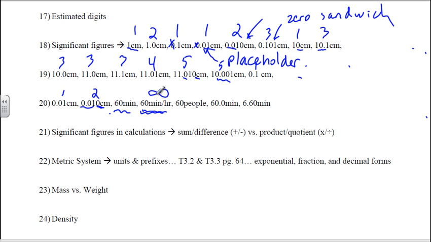So there's the sign for infinity. Back to the 60 minutes. Could you have 61 minutes? Yeah. Could you have 62 minutes? Yeah. If you're timing something. Or 60.7 or 1 or whatever. Yeah. So that only has 1 sig fig.